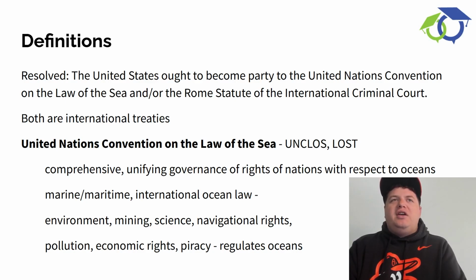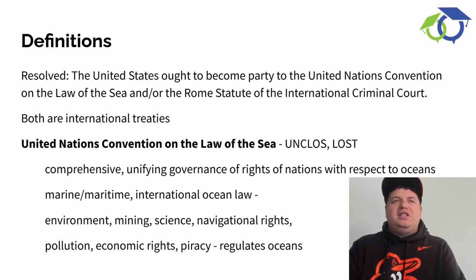This is a comprehensive, unifying governance of the oceans that allows for respect of different nations, territories, different marine life, maritime laws, international ocean laws, deals a lot with how the environment should be treated in terms of resource extraction, in terms of scientific development, technological development, different navigational rights that different ships or different navies should have, and then the different scopes to how the ocean would be regulated in terms of piracy, again, economic rights with mining and resource extraction, and inevitable things like oil spills and pollution and things like that.